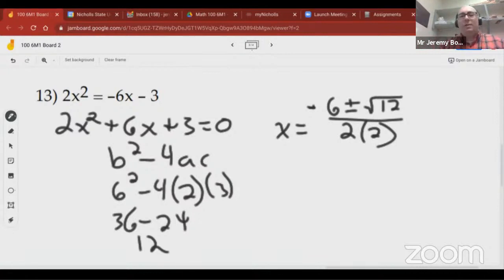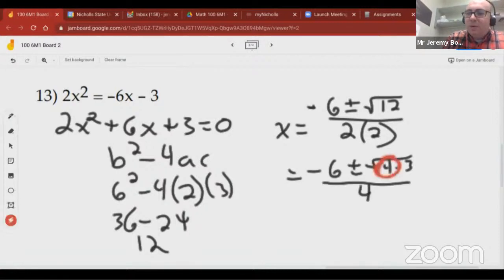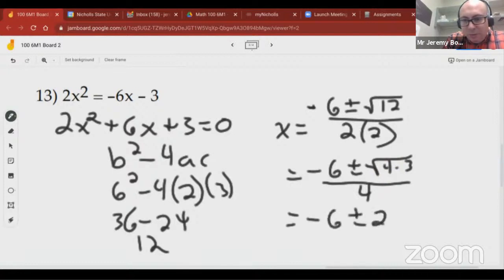Now, here, let's keep working on it. Let's see what we get. Still going to be a negative 6 plus or minus. Now, the square root of 12, we could write that as, well, let's do it this way, as the square root of 4 times 3, right? And then it's over 4. Now, we could take the square root of 4. The square root of 4 is 2. So we can evaluate that some more. It's going to be negative 6 plus or minus 2 square root of 3 over 4.